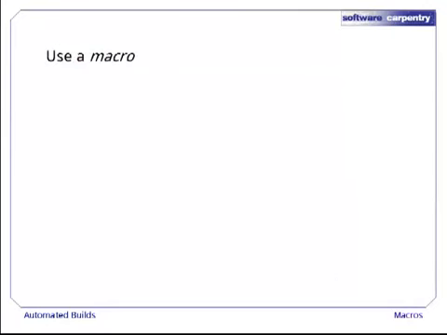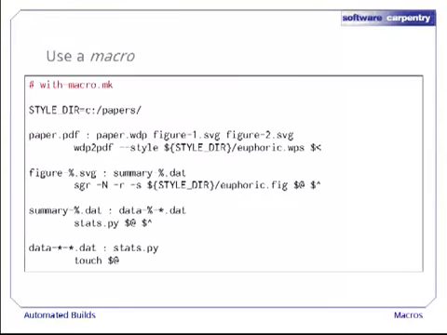We can do this by defining a macro, just as we would define a constant or variable in a program. Here's our makefile with a macro defined and used. The definition looks like definitions in most programming languages. The macro is called styledir, and its value is c:/papers.